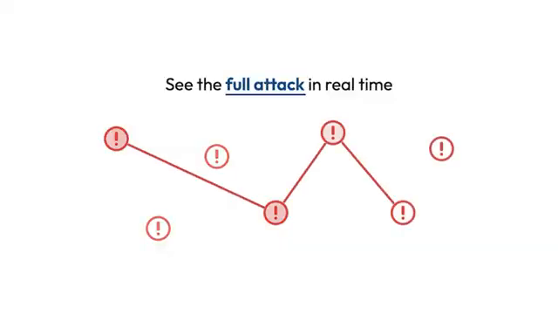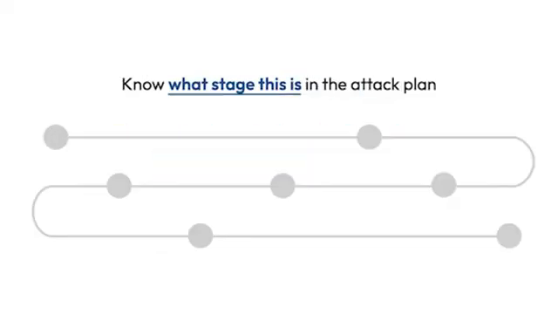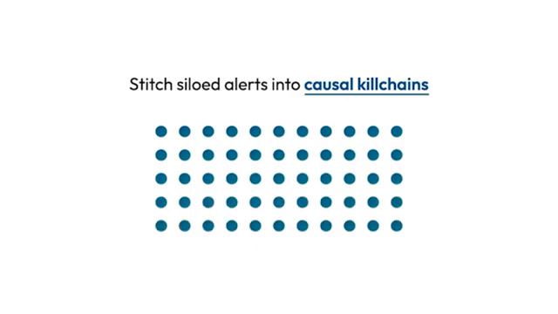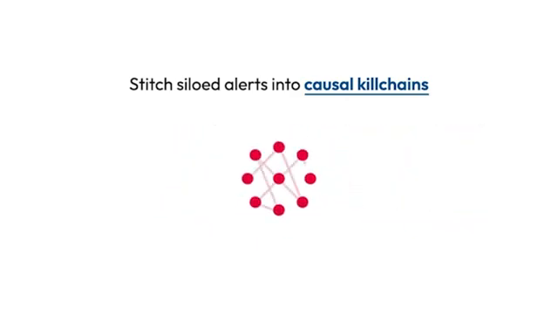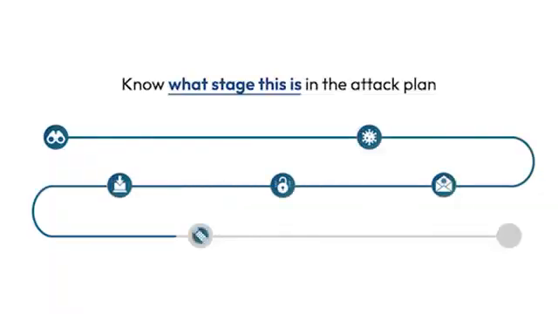So how can I possibly see the full attack in real time? How can I possibly stitch these siloed alerts into what we call causal kill chains? Because if you remember, horizontally, it was sequentiality and causality. There was causality as you went left to right. How can I possibly know what is the stage of the attack plan in this specific incident? Some of these incidents could be isolated, some of these incidents could actually be part of an attack plan, and this is a stage.